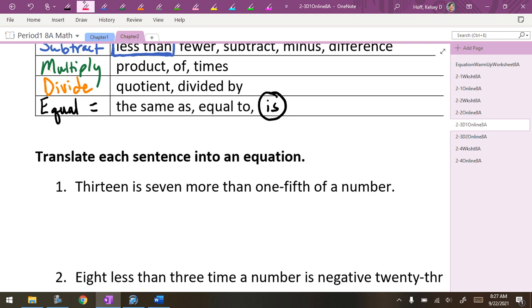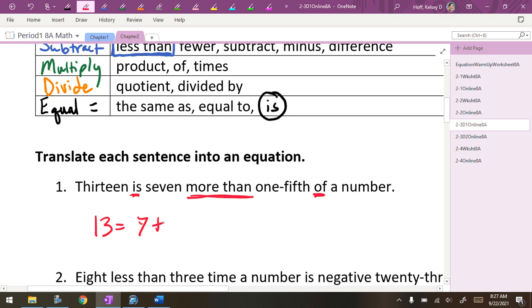Zayden, what words did you underline? Is and more than. Did he miss any? Of. Very good, Marilyn. Don't forget of. Because we didn't use the phrase less than, we're just going to translate this. What's this first word? That's just a number, 13. Is means equals. What's this word? 7. Then, Marilyn, more than means add.